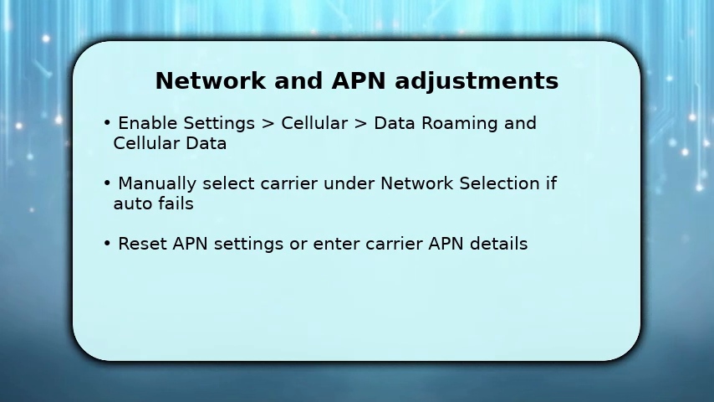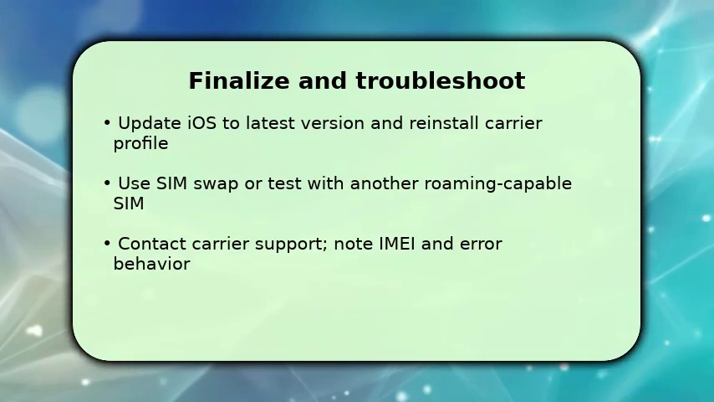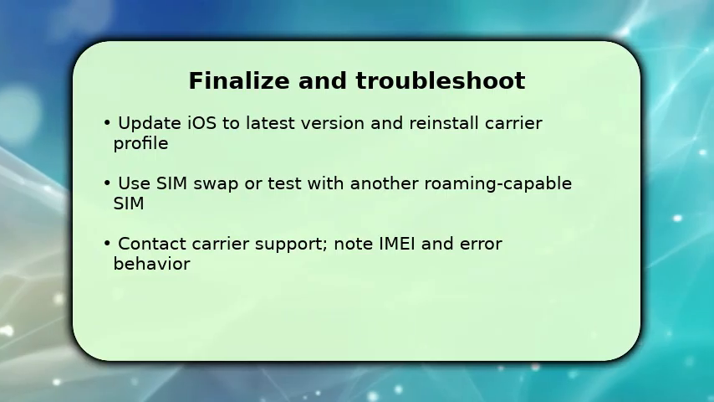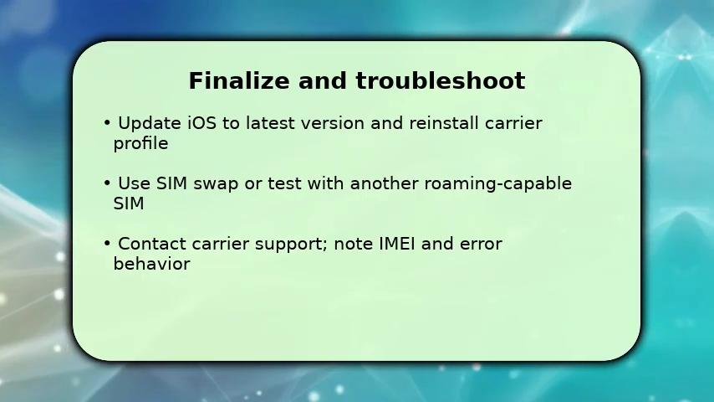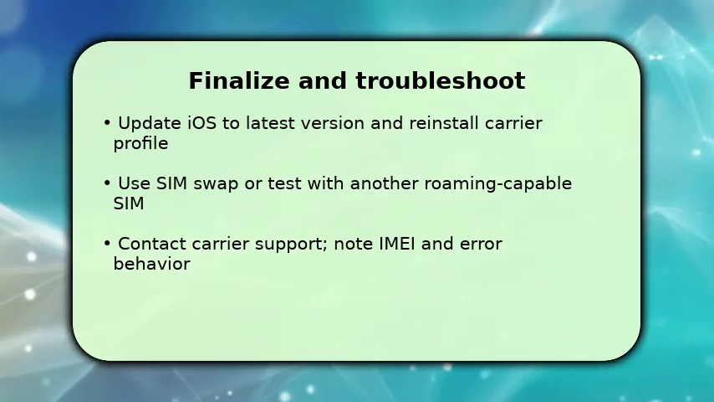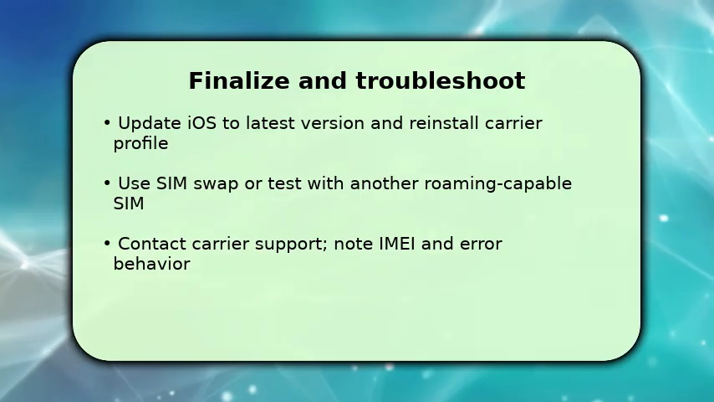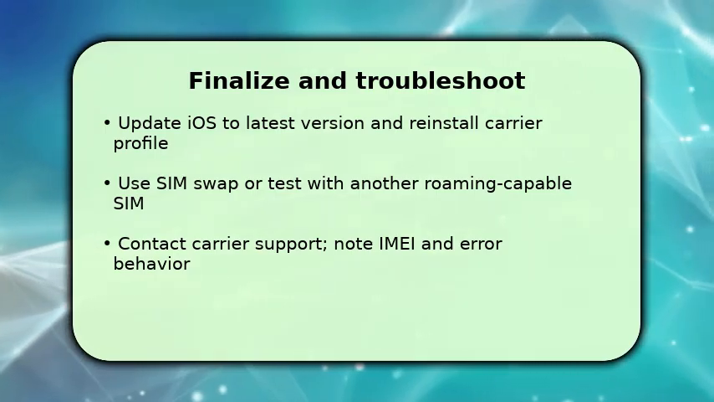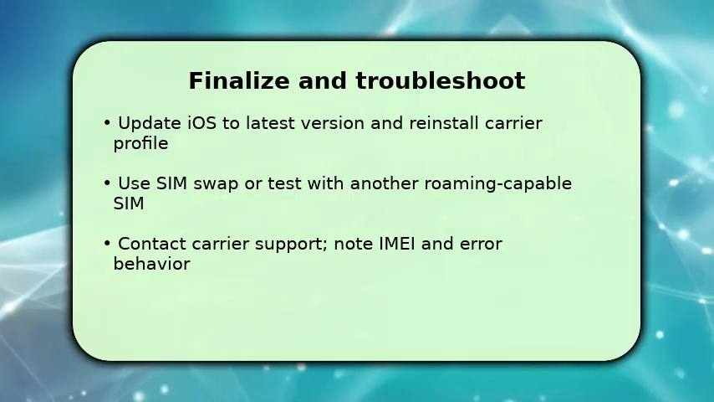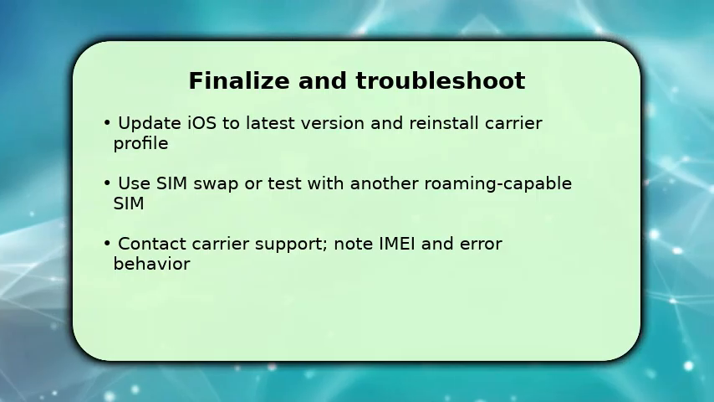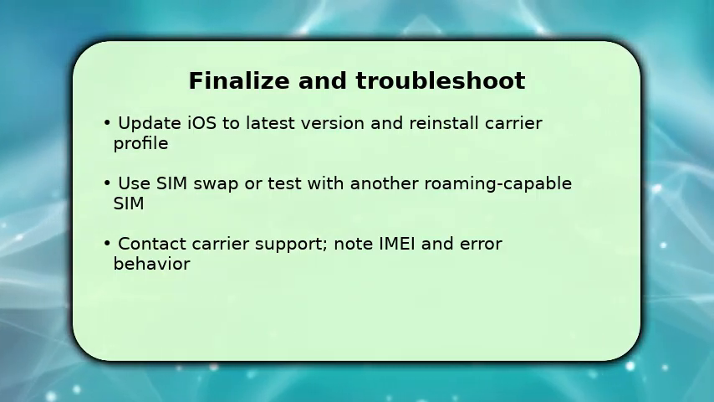Finish by updating iOS to the latest release and reinstalling the carrier profile. This often restores compatibility with roaming partners. If problems persist, try the SIM in another unlocked phone or test a different roaming-capable SIM in your iPhone to isolate hardware versus account issues. Make sure to record the IMEI and exact error messages, then contact carrier support. If they can't resolve it, request a network-side refresh or temporary roaming unlock.